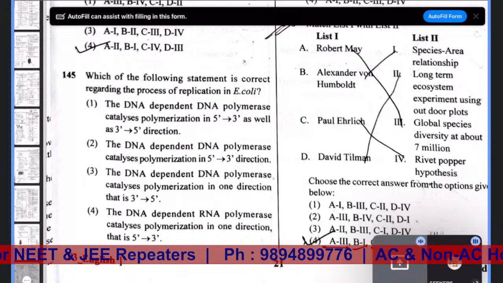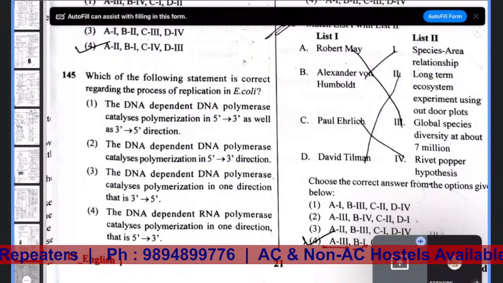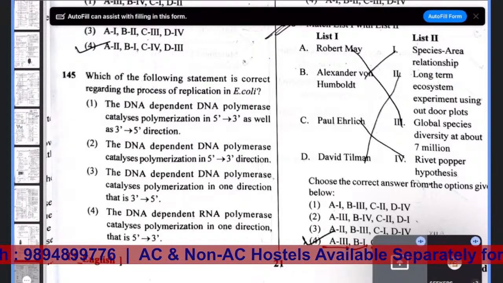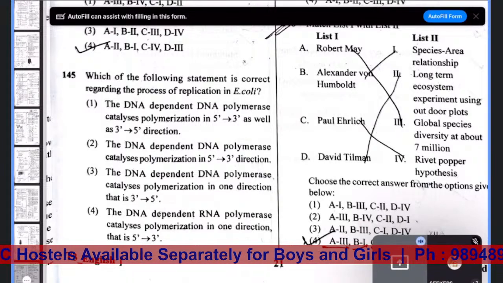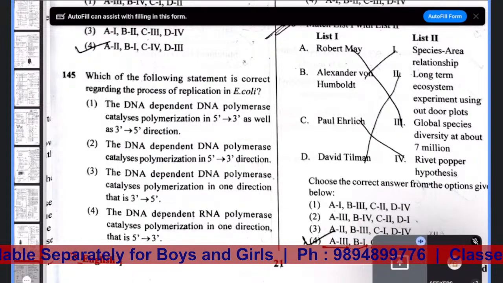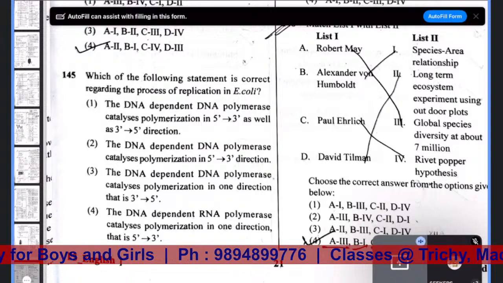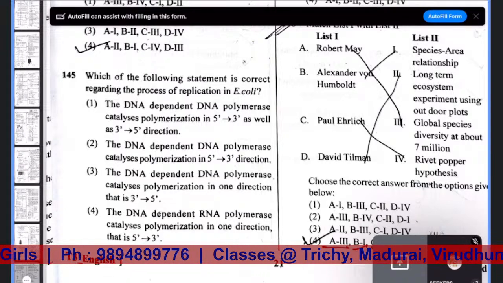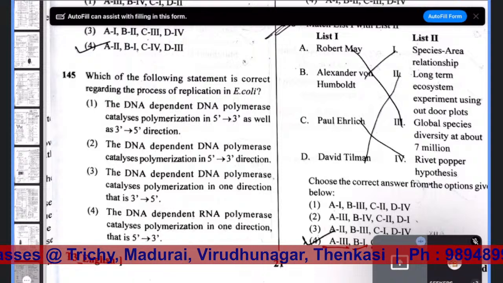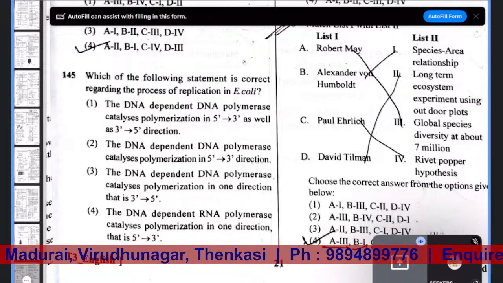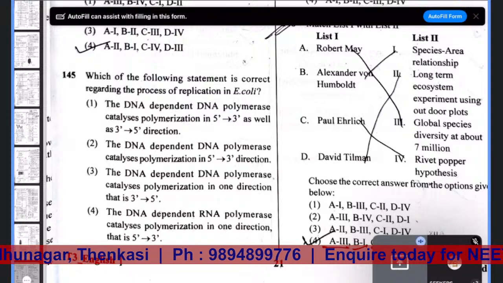See, in prokaryotes, we have DNA polymerase for both directions of polymerization. But in eukaryotes, polymerization is possible only from 5' to 3' because in eukaryotes we have only one type of DNA polymerase, right? So the DNA-dependent DNA polymerase catalyzes polymerization in the 5' to 3' direction. It is for only eukaryotes and not for prokaryote E. coli bacteria. So, option 2 is incorrect.